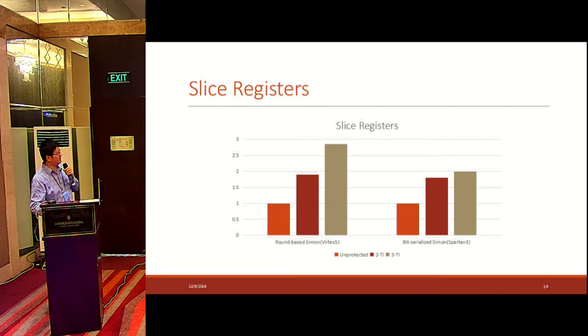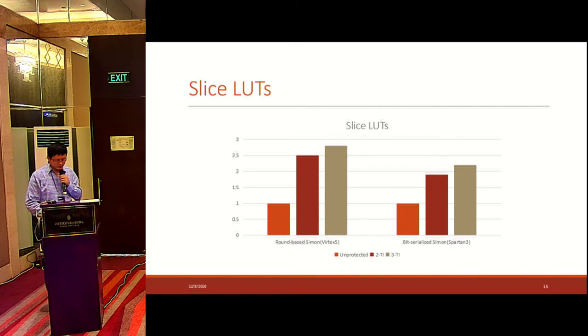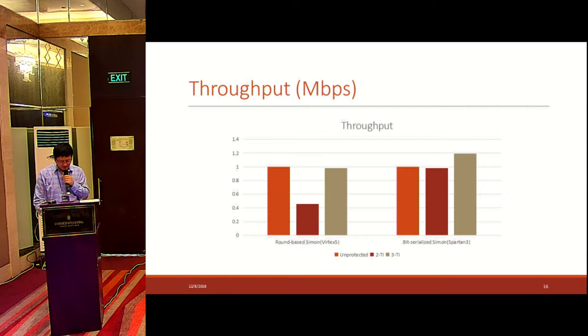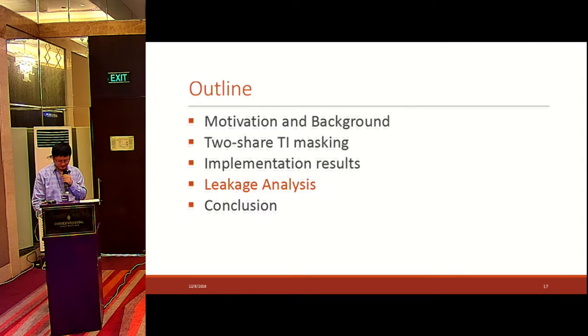we also have registers for pipelining. For slice LUTs used, we have similar results. And in terms of throughput, the 2TI round-based Salmon needs two clock cycles for each round, so the middle one, the 2TI, has only half of the throughput compared with the unprotected version. And for the bit-serialized one, because we use pipelining, it's very close to the unprotected bit-serialized version.